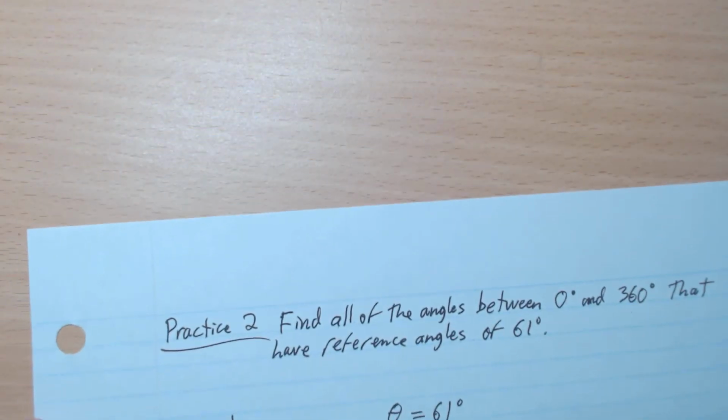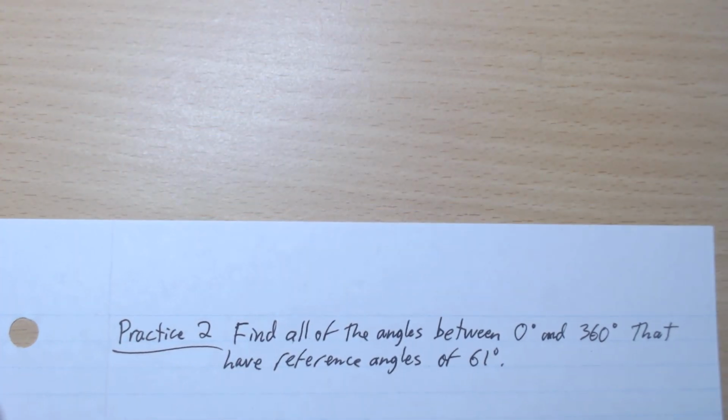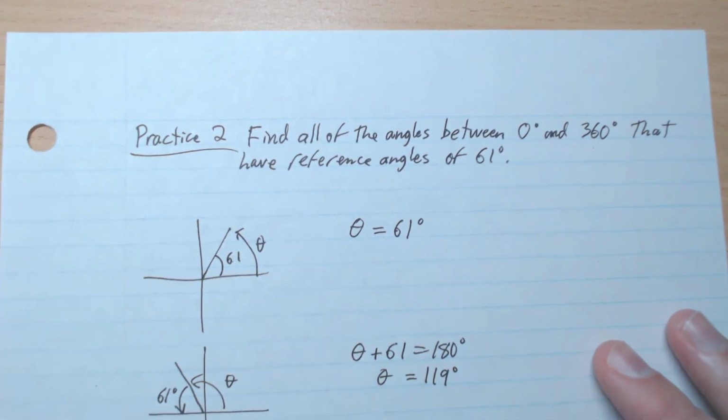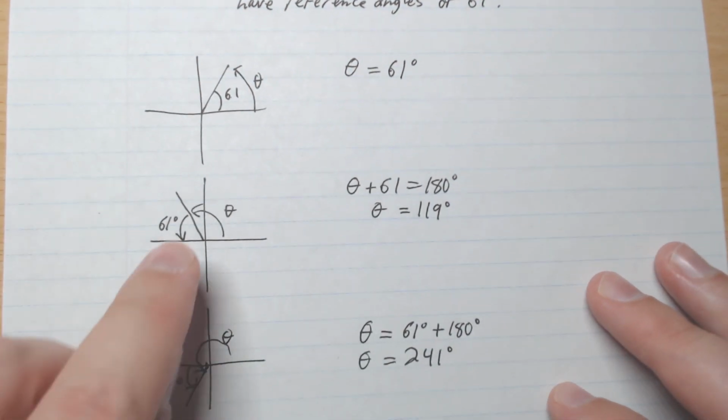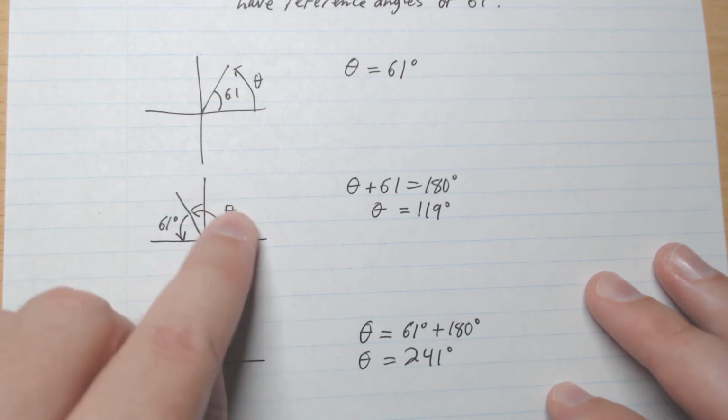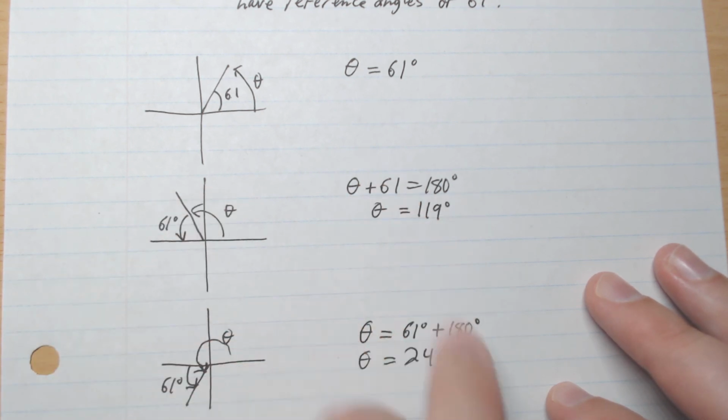Okay, your turn. Practice. Find all of the angles between 0 and 360 that have reference angles of 61. Go ahead and pause the video and answer that. Okay, we're back. Quadrant 1, 61 degrees like that, easy. Next, we have 61 here plus theta to give 180, so we isolate theta, 119.